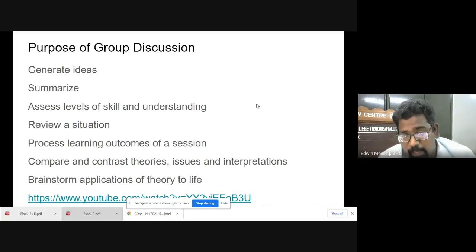and that is why it is very important to discuss group discussion and what the interviewer looks for and what they do using this group discussion. What is the purpose of that? We'll see what is the outcome of group discussion. So group discussion helps us to generate ideas, summarize things, assess the levels of skill and understanding. And if there is a complex situation with regard to a company, to review a situation or take decisions appropriately, all these things are purpose of group discussion. And process learning outcomes of a session. Compare and contrast theories, issues, and interpretations, and brainstorm applications of theory to life.